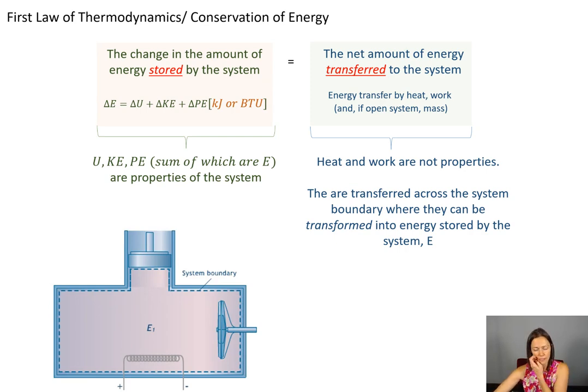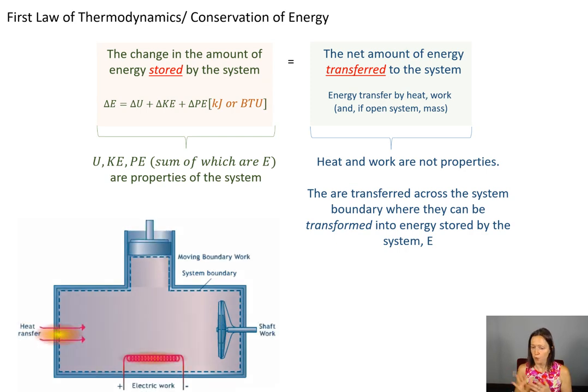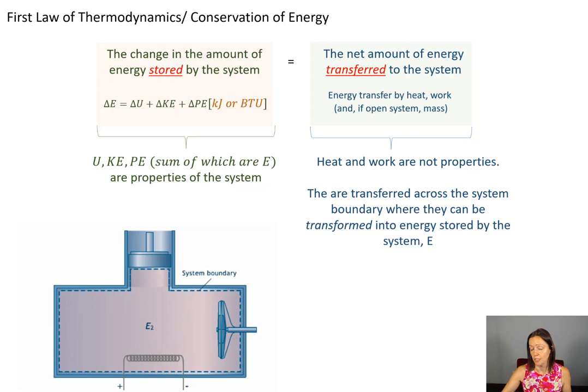Now let's look at this animation here. E1 is the energy contained by the system at state 1, and then we transfer heat and work across the system boundary, and now the energy contained by that system is E2, and the change in energy because of that heat and work being transferred across the system boundary is delta E, the change in energy stored by the system.